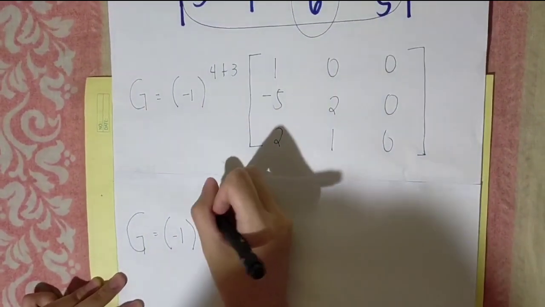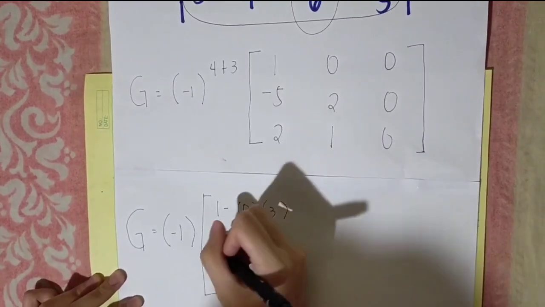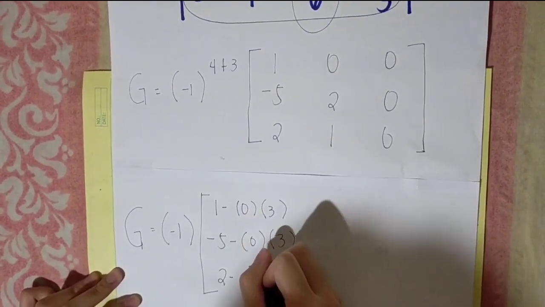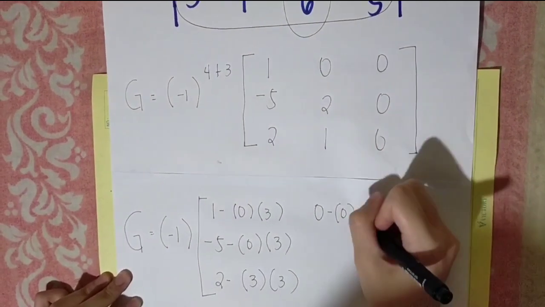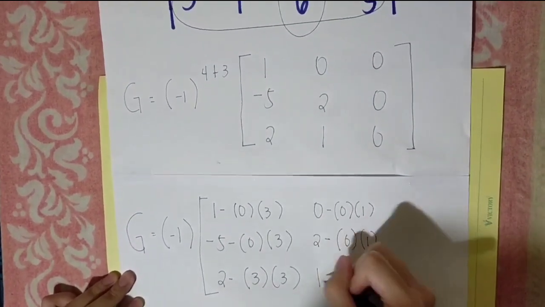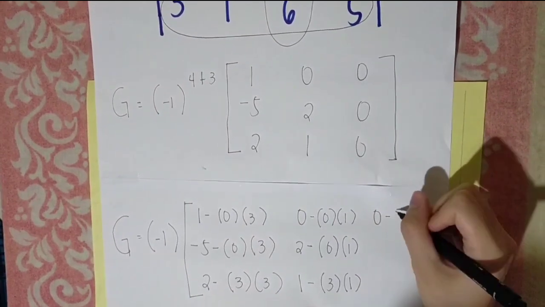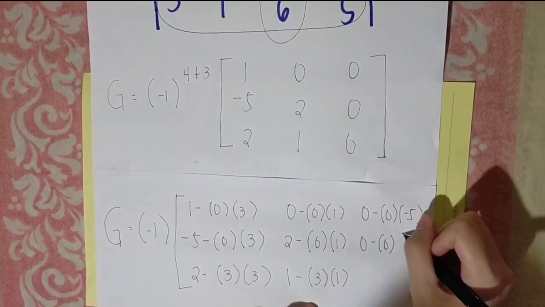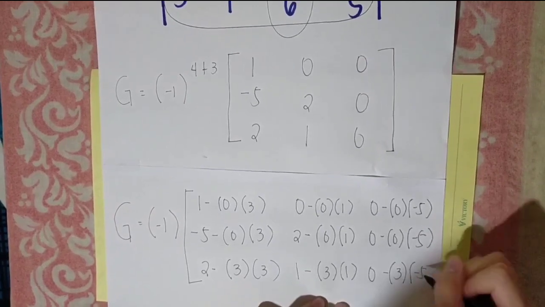-1 to the 7th power: 1 minus 0 times 3, -5 minus 0 times 3, 2 minus 3 times 3, 0 minus 0 times 1, 2 minus 0 times 1, 1 minus 3 times 1, 0 minus 0 times -5, 0 minus 0 times -5, 0 minus 3 times -5.